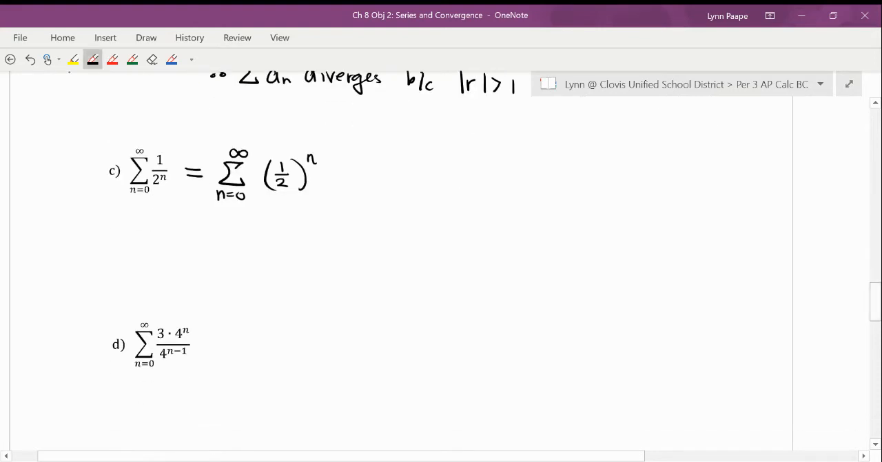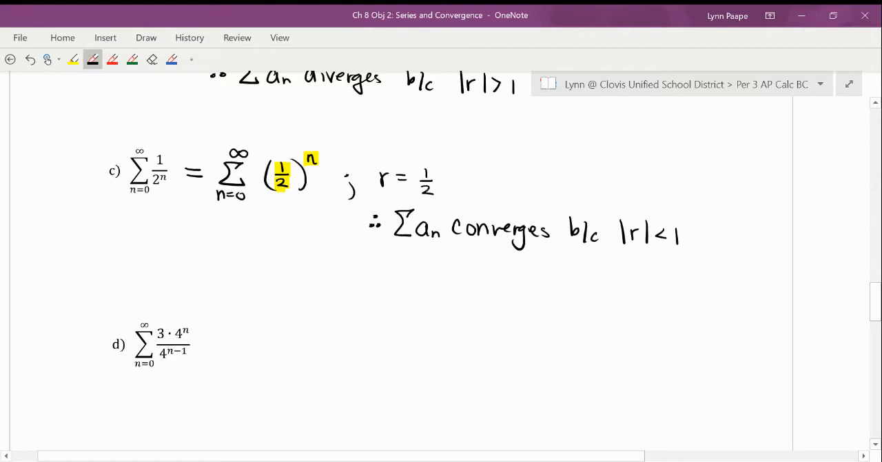Okay, so is this geometric? Yes, this is geometric. How do I know? I have a variable exponent, and then that base is my ratio. So I know that my ratio is equal to 1/2. If the ratio is 1/2, is that bigger than 1 or less than 1? That is a ratio less than 1. So that means my series is going to converge.